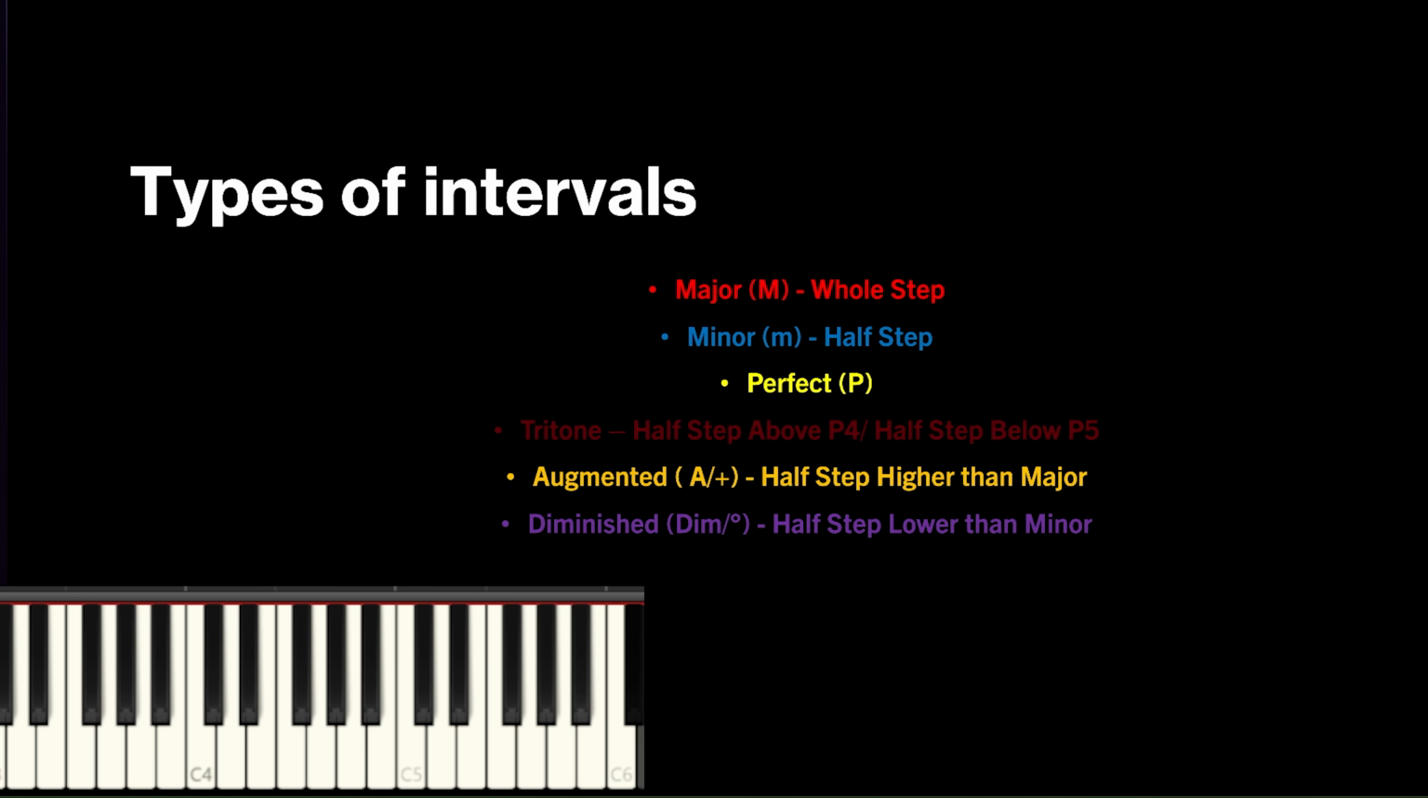Okay, so now I just wanted to show you guys how each interval sounds. So we're going to start and just build up. So here's a minor second. Major second. Minor third. Major third. Perfect fourth. Tritone. Perfect fifth. Minor sixth. Major sixth. Minor seventh. Major seventh. And then an octave.